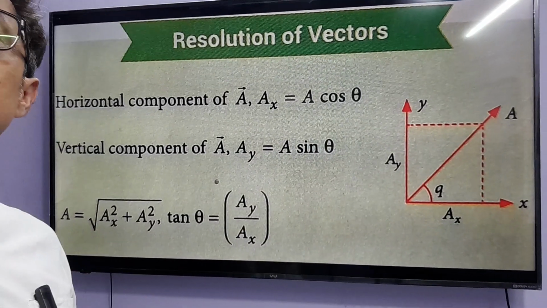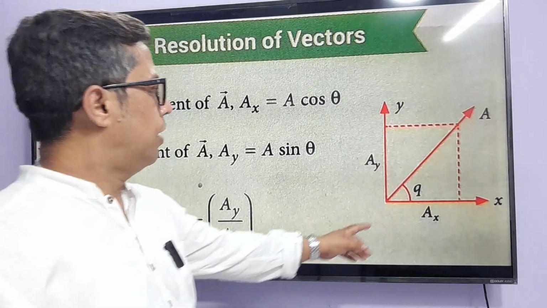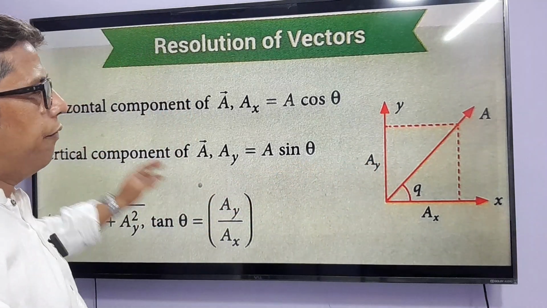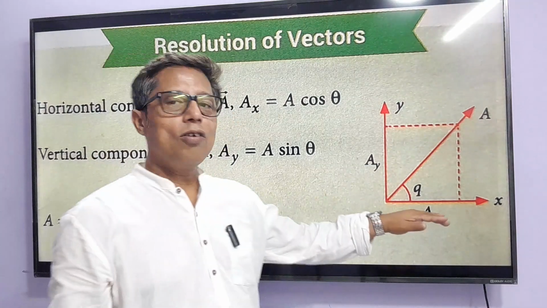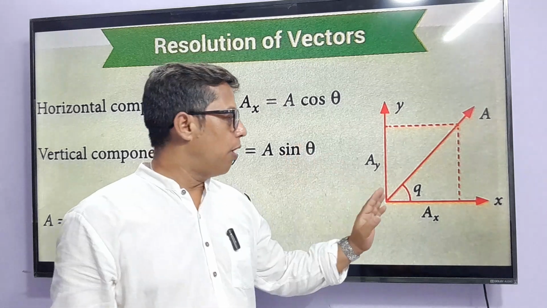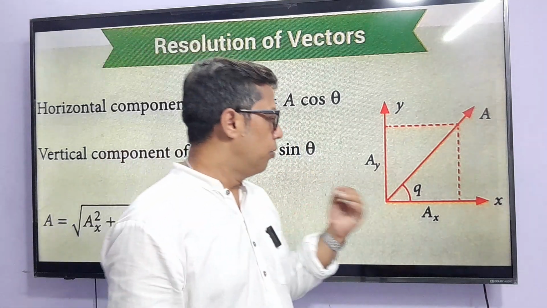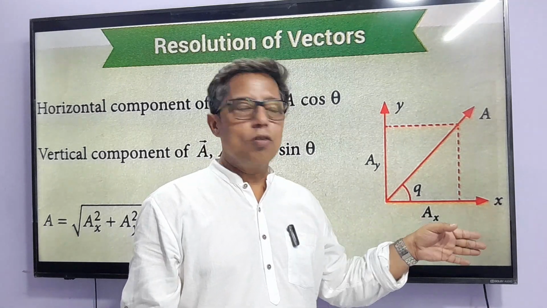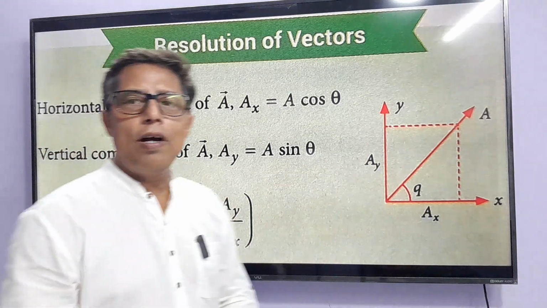If you see here the vector, what we are seeing, this is a vector. Let's say vector A. It has an x component, Ax, and a y component, Ay. So this is some process you have to follow. Ax presents the x component. Now the new thing for you is the resolution of a vector.